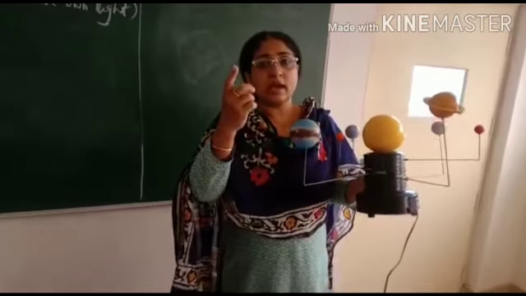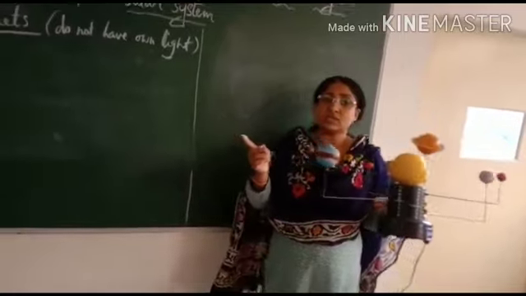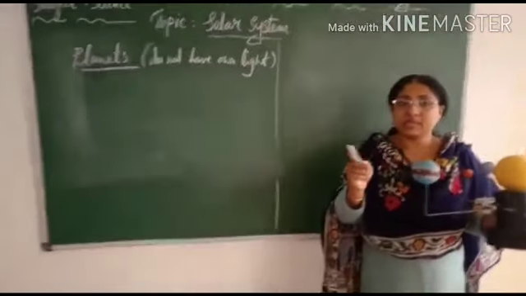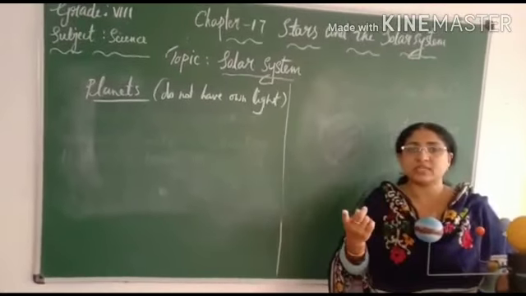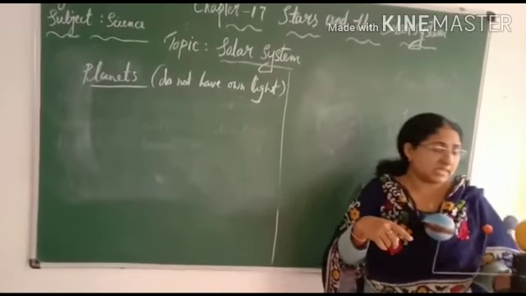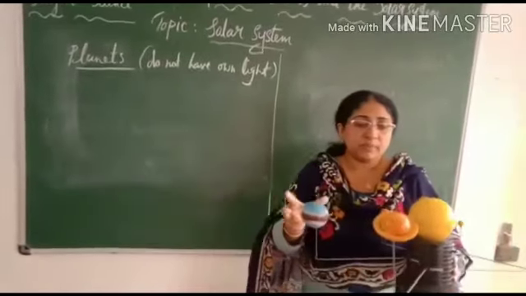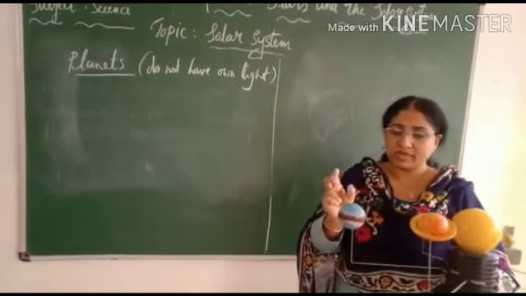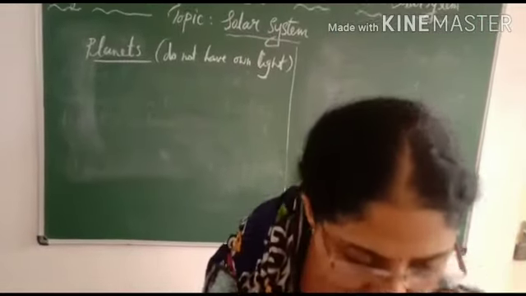The moon you can see at night time very clearly, but the moon, also known as a natural satellite, cannot produce its own light. It's getting light from the sun. It is a reflection of the sun's light. Clear, children? Here I told you a planet shows two types of movement. One is called rotation. The second one is called revolution.